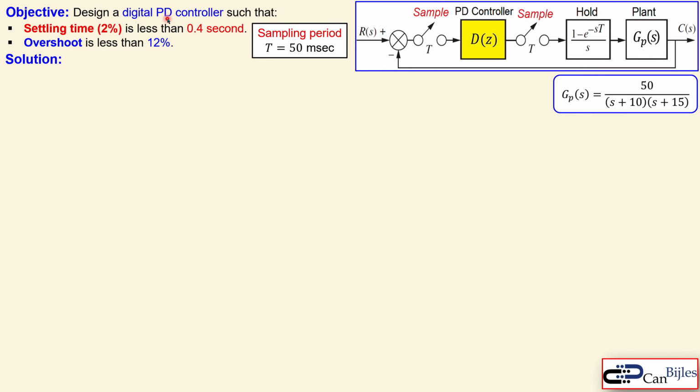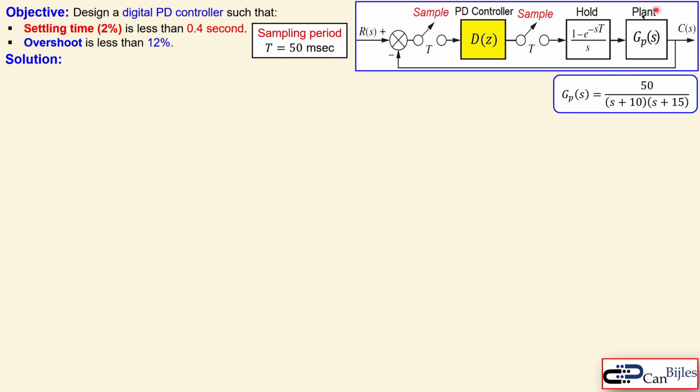We want to design a digital PD controller such that the settling time is less than 0.4 seconds and there is also an overshoot specification: it must be less than 12%. And our sampling period is 0.05 seconds or 50 milliseconds. And the system is shown here.